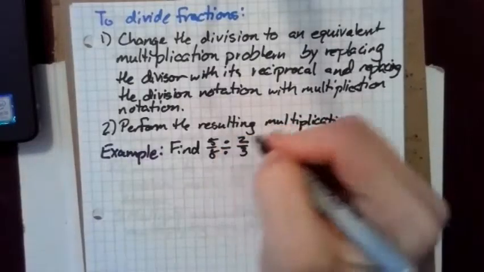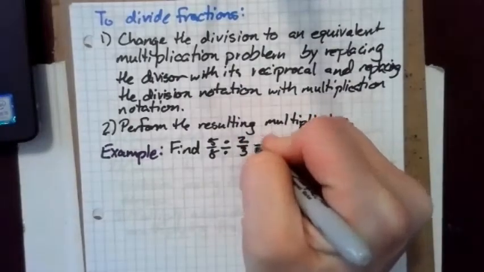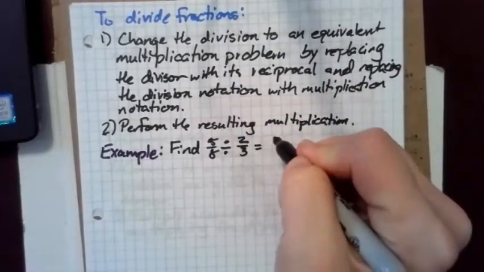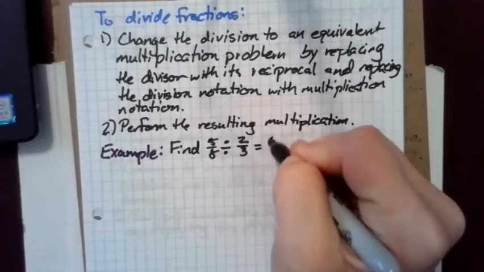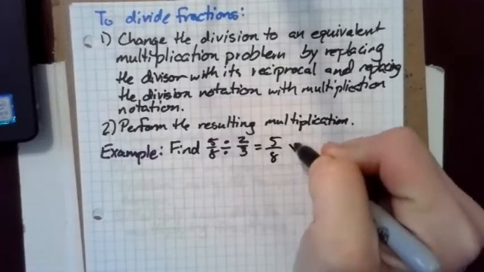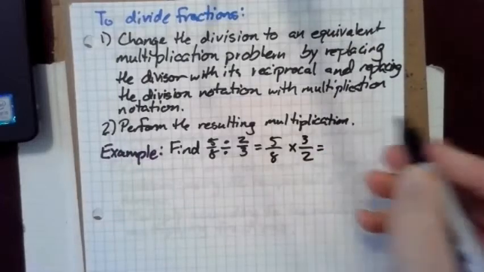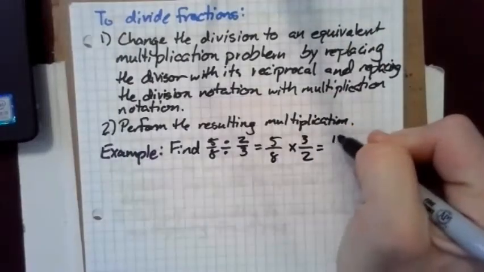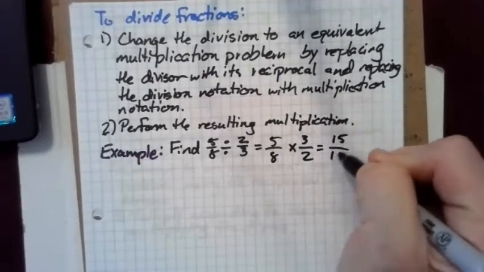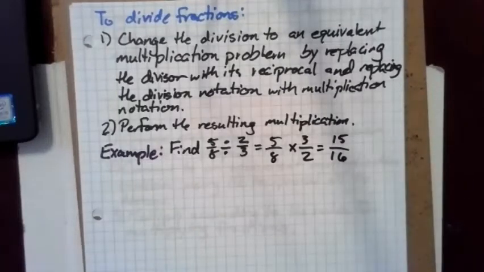So if we have 5/8 divided by 2/3, the first thing we're going to do is rewrite that divided by 2/3 as times 3/2. And then we multiply. 5 times 3 is 15, and 8 times 2 is 16. This can't be simplified, so this is it. Our answer is 15/16.